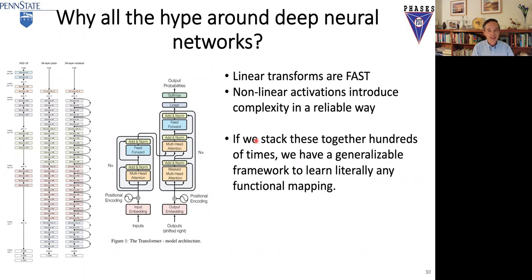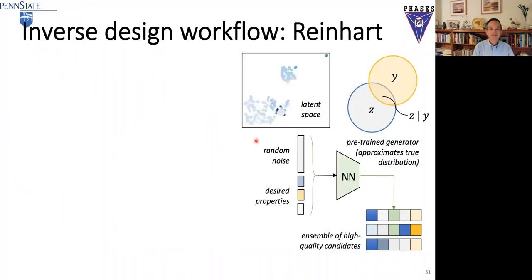So that's what I think would be the next 50 years. And of course, it has been demonstrated that it works. I think in the next many years we're going to have an inverse design workflow. Again, that was created by my colleague, Professor Ringhart.